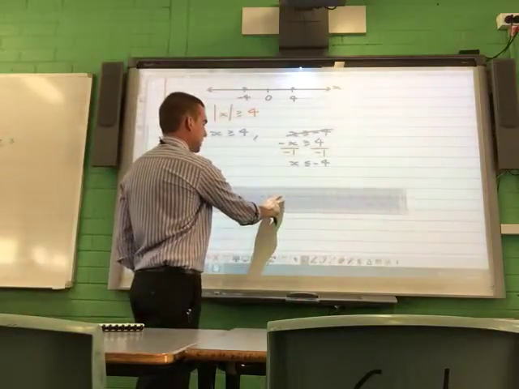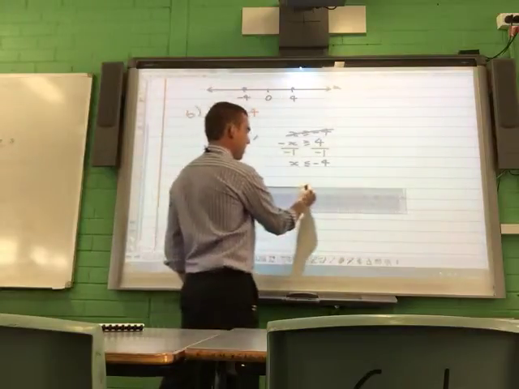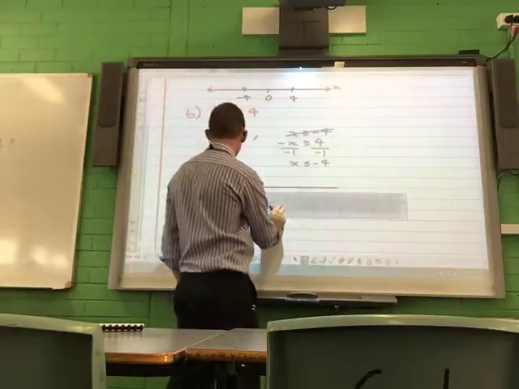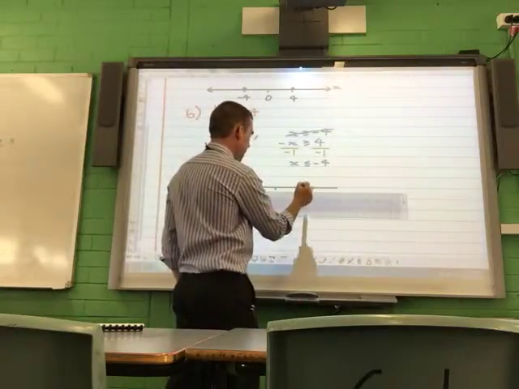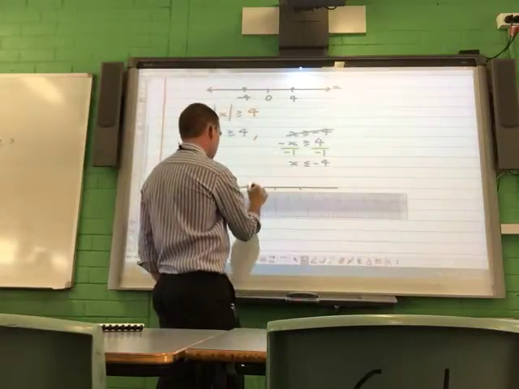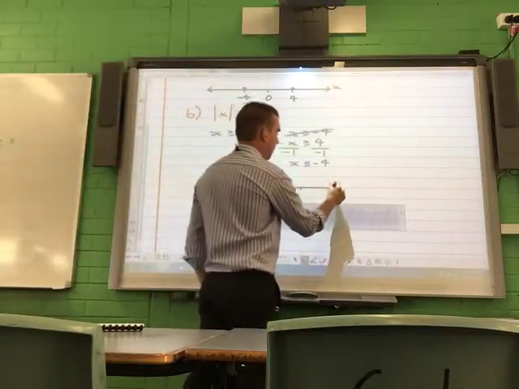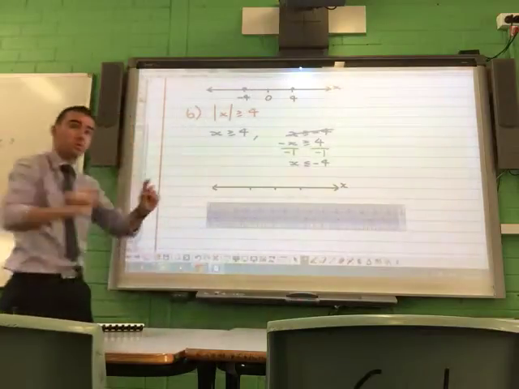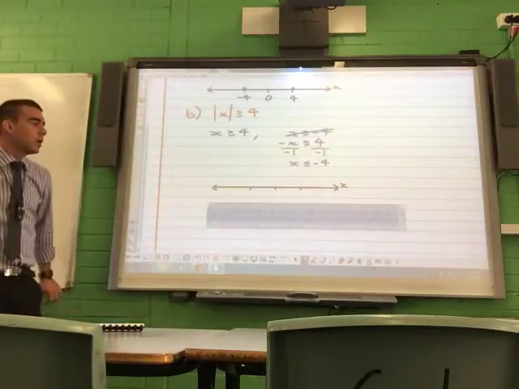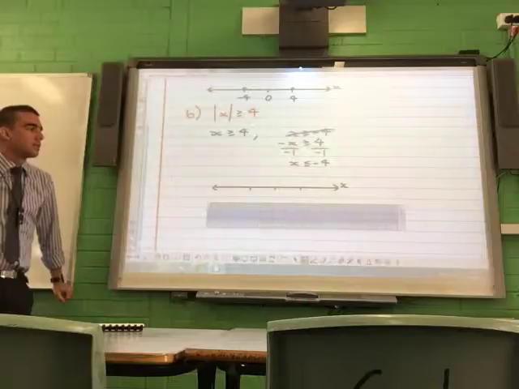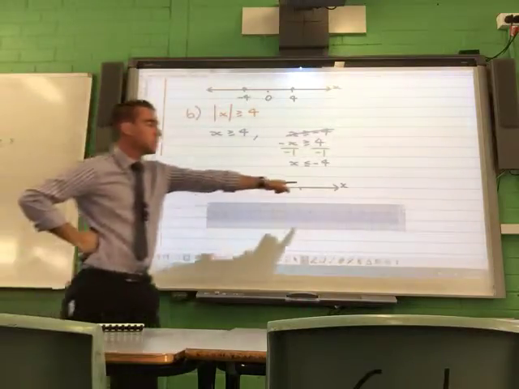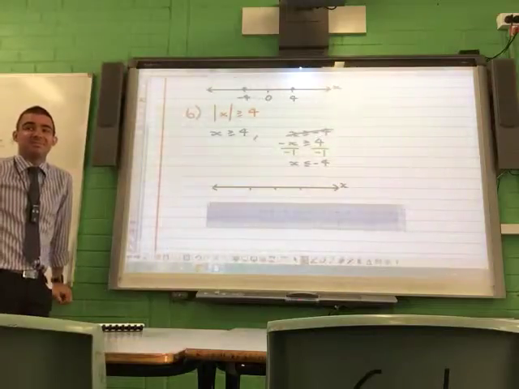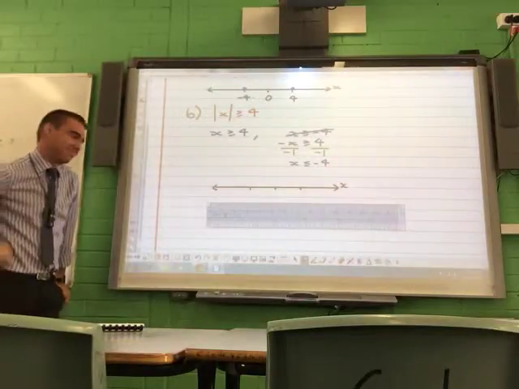Alright, number 1, 4 and negative 4. It's central at 0, negative 4 there, 4 there. Make sure arrowheads are on the ends because a number line is a representation of an infinite number of numbers, and we're referring to these numbers as the x numbers. You need a ruler.